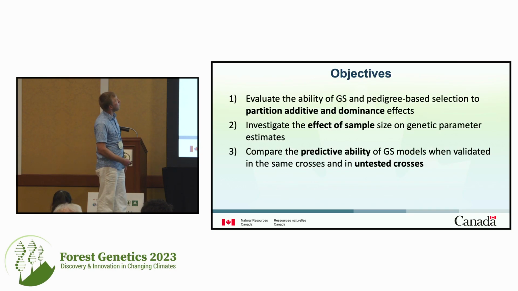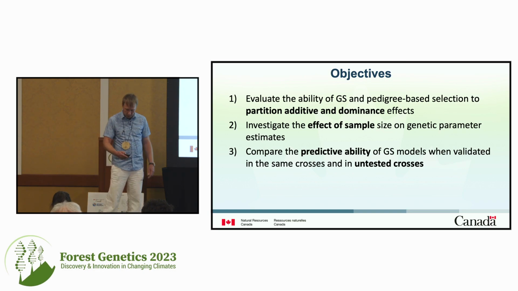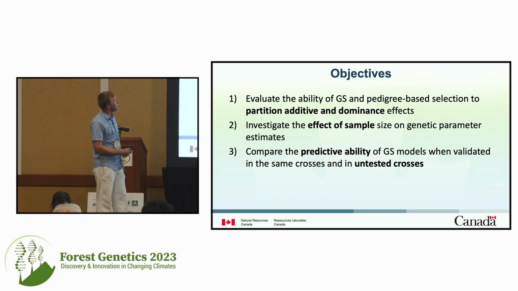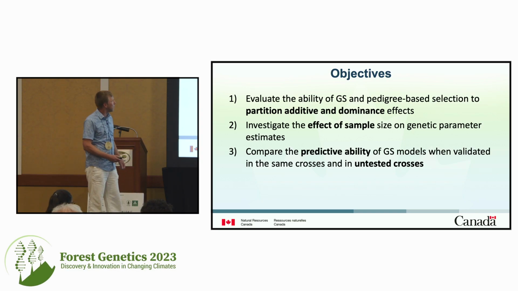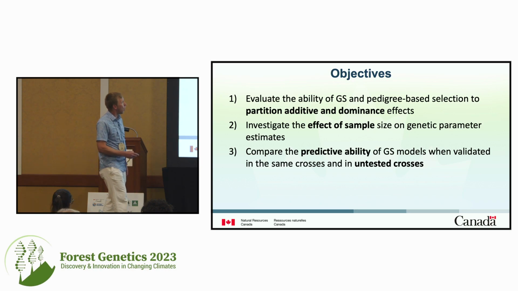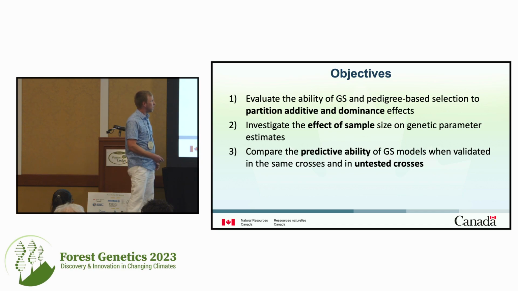So this comes to the objectives of the studies that we did and that I'm presenting to you today. We really wanted to evaluate and compare the ability of GS and pedigree-based models to partition additive and dominance variances in the right space. We wanted to investigate the effect of sample size on genetic parameter estimates, and we wanted to evaluate how predictive ability changes when we try to predict in untested crosses.